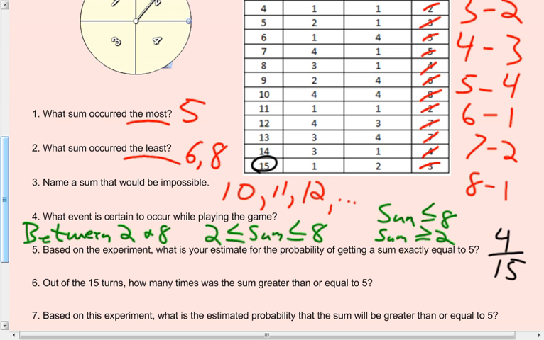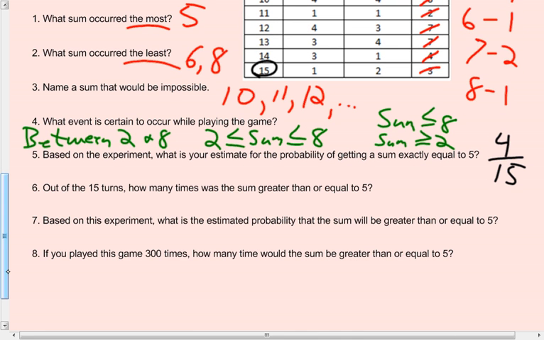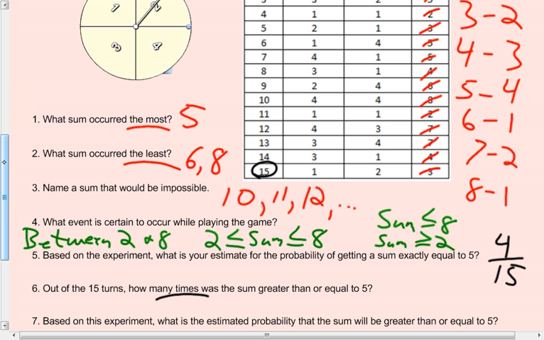Question 6 says, out of 15 trials, how many times was the sum greater than or equal to 5? Well, we spun this. How many times is it greater than or equal to 5? Well, let's see. All of these times, the sum was greater than or equal to 5, right? So this isn't asking us for probability. It's just saying how many times. So let's say we had 4 5s. We had 1 6, 2 7s, 1 8. So 4 and 1 is 5, 5 and 2 is 7, 7 and 1 is 8. So that happened 8 times.